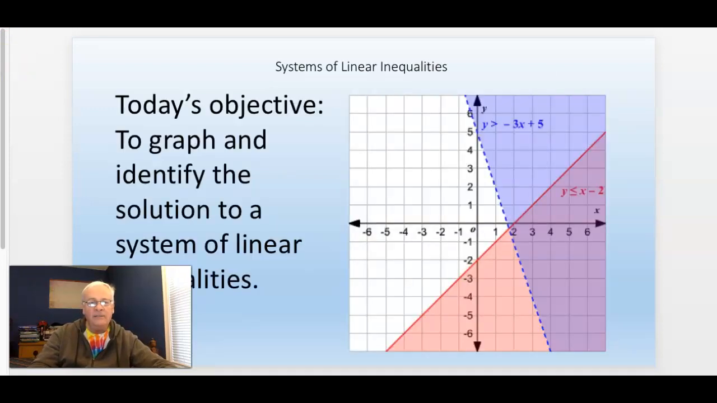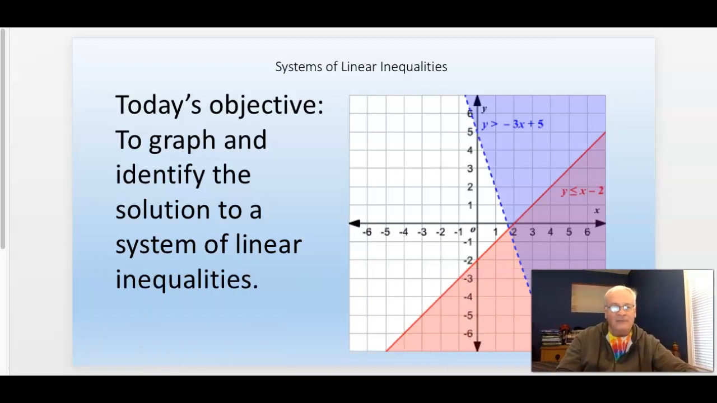In today's objective, I'm going to graph and identify the solution to a system of linear inequalities. It kind of looks like this. It's two inequalities. You graph them both, shade them both, and see where the shading overlaps. That's the solution.